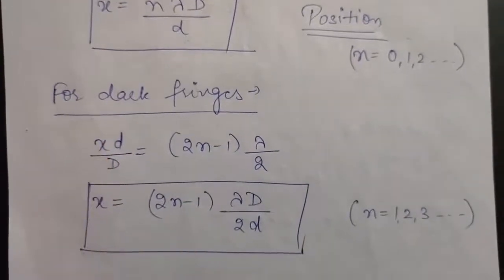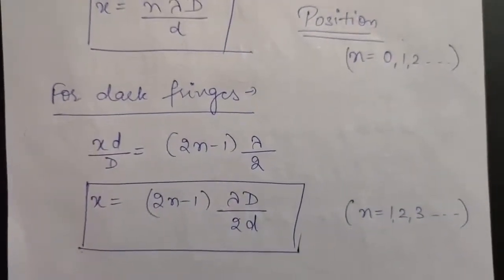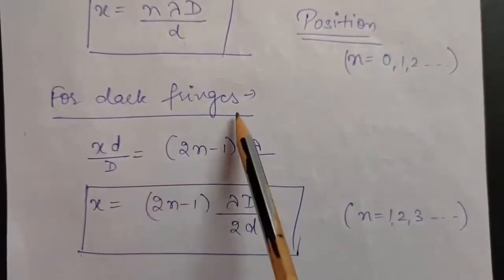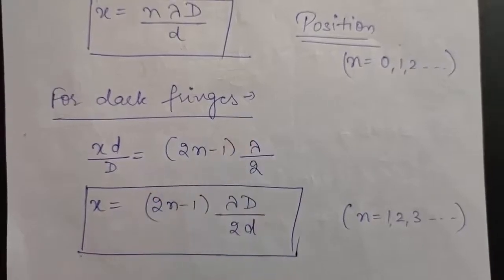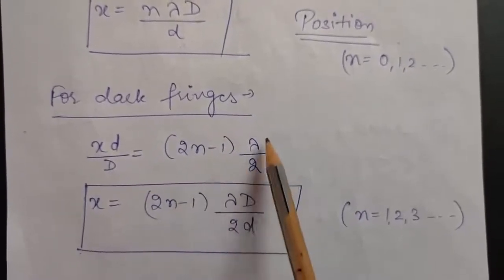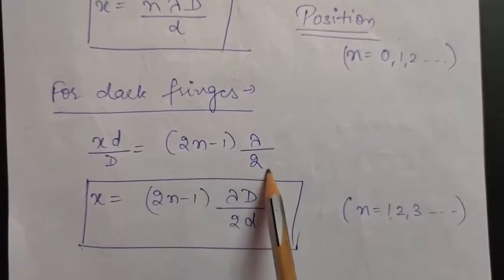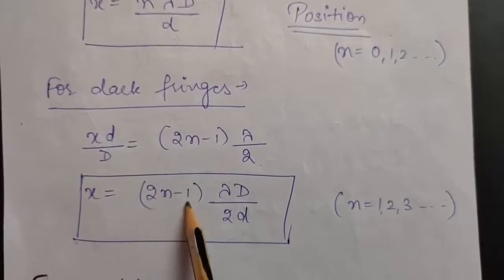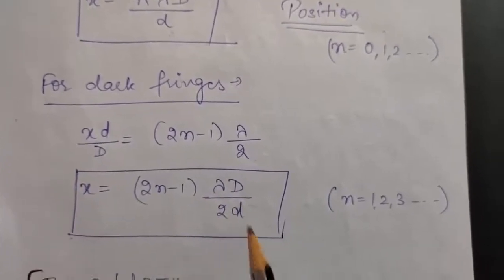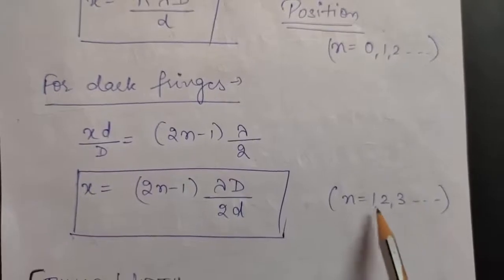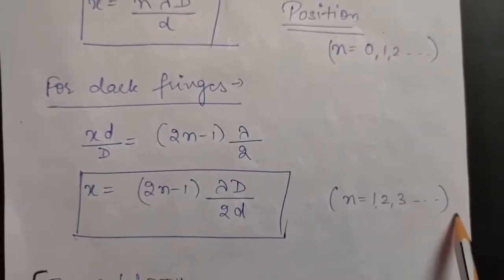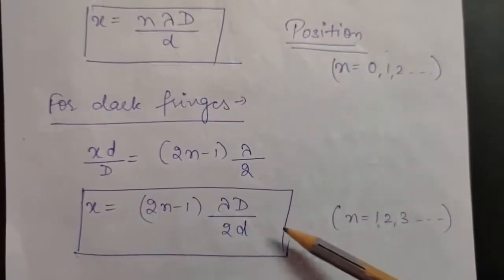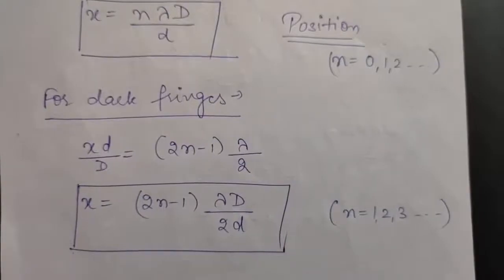Now again, to calculate the distance for dark fringes, the general form of path difference is xd by D. And your condition on path difference for dark fringes was (2n minus 1) lambda by 2. This we have calculated in the previous lecture. Again from here calculate the value of x, that will come to be (2n minus 1) lambda D by 2d, but here also n will be varying from 1, 2, 3 and so on. So we have calculated the position of bright and dark fringes from central maxima.